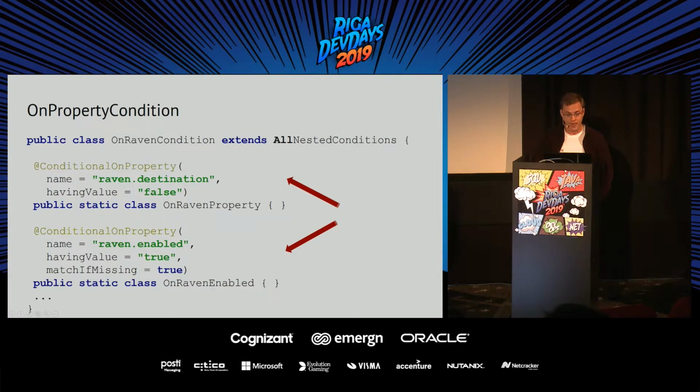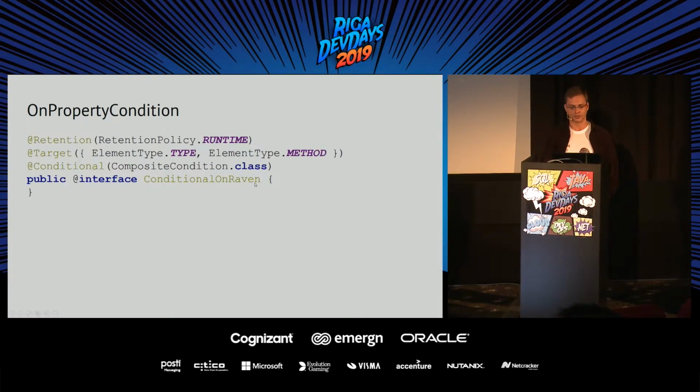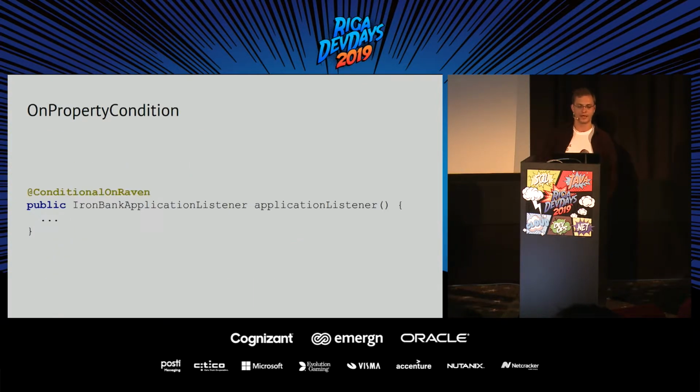be false, for example. And in another static class, we have the property named Raven enable, and it should have the value true. I can also provide information about what should be done if this property does not exist at all. Okay, so all these classes are a composition which should be used in my annotation conditional on Raven. You see, conditional on Raven points to the composite condition. And finally, I can use this annotation, conditional on Raven, and it has inside two static classes with different metadata. And this is how you can do that.